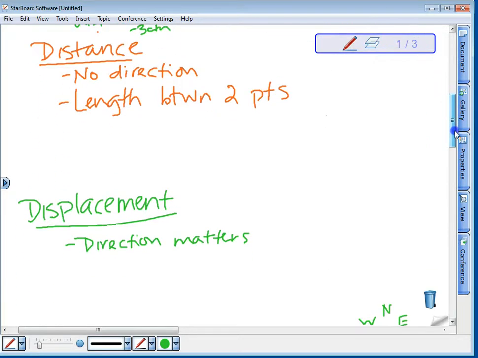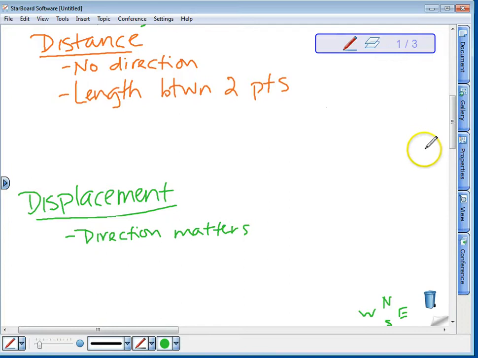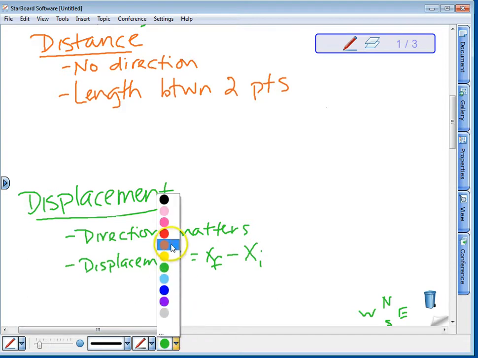Okay? There's another important distinction between displacement and distance. To get displacement, you take your final position, x sub f, minus your initial position, x sub i. You subtract them. So it doesn't matter what you did in the middle. It's final minus initial position. You could have walked back and forth 10 times. That is not included in displacement. However, it is included in distance.